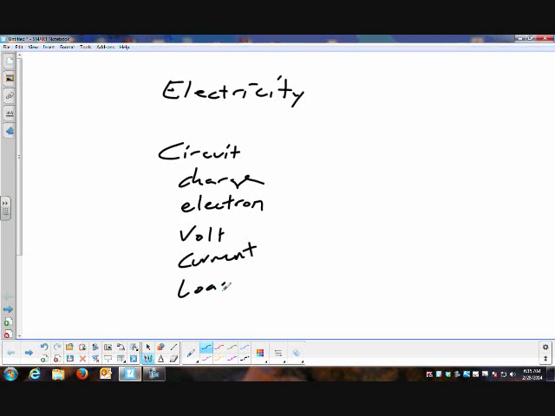load or resistance, however you want to view it. And I kind of want to capture these terms because if you don't understand these relationships between how this works, then you're really going to struggle a lot when you're getting into the more complex circuit problems.